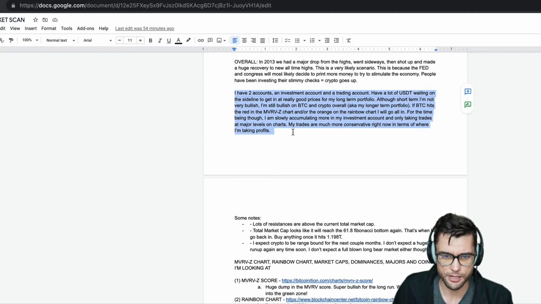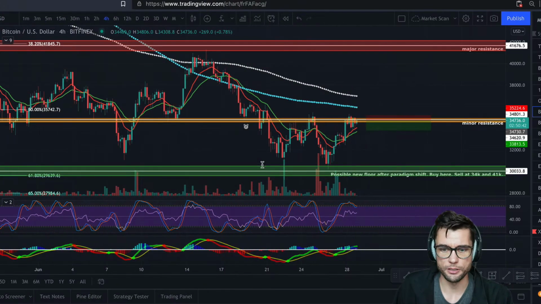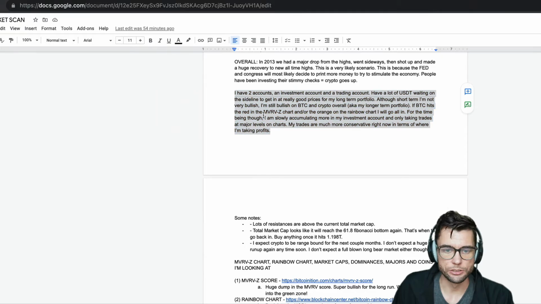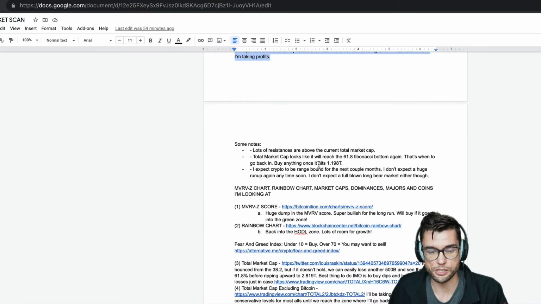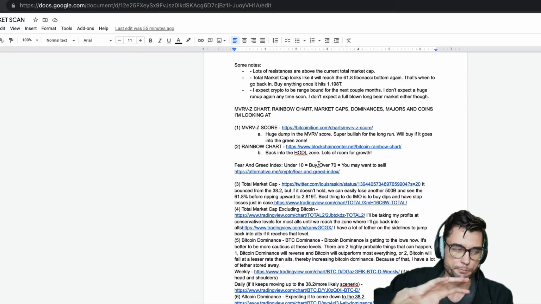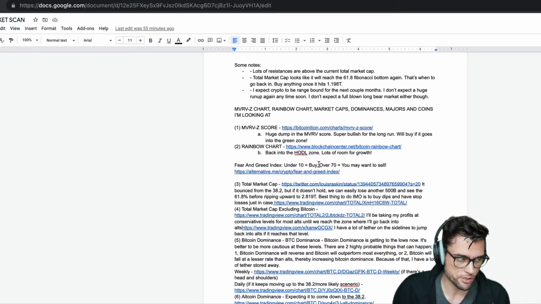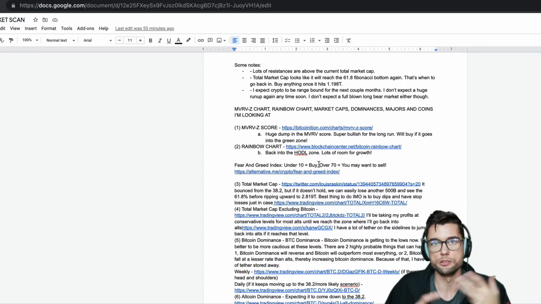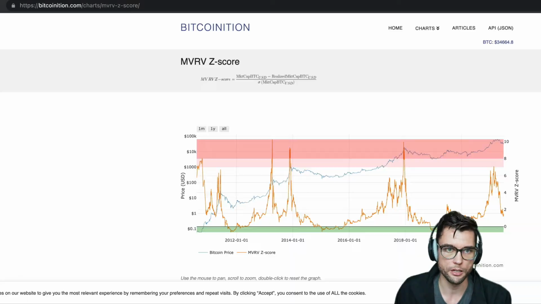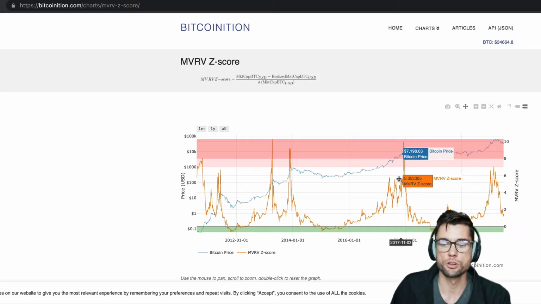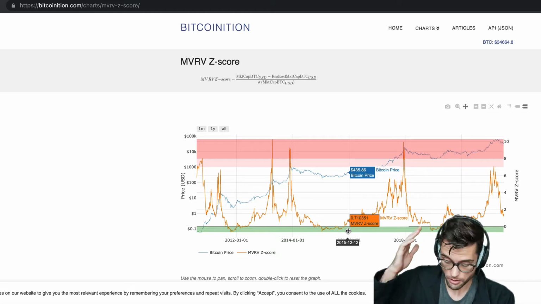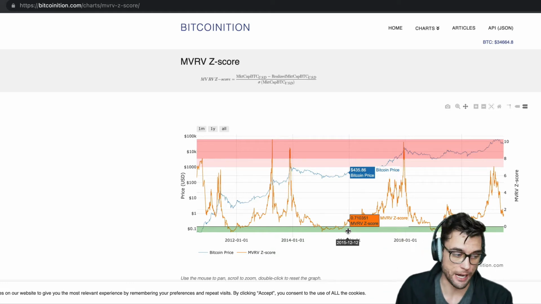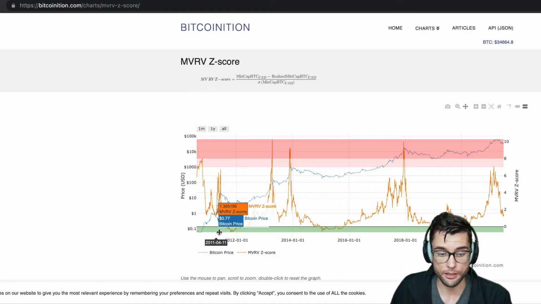So let me write this down. Let me copy this and paste it into here. So my market scan is literally this. I go through my big picture stuff and I bring it down into the charts. The first big picture thing that I look at is the MVRV score. If we are in the green area, then I simply buy and I hold. Basically I'm going to be all into Bitcoin once we hit this area.